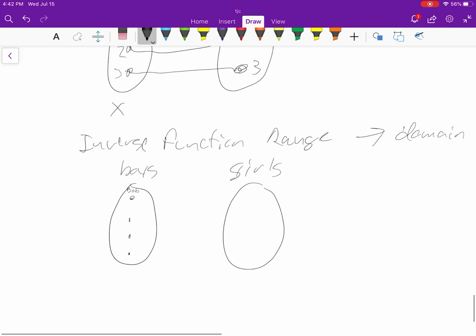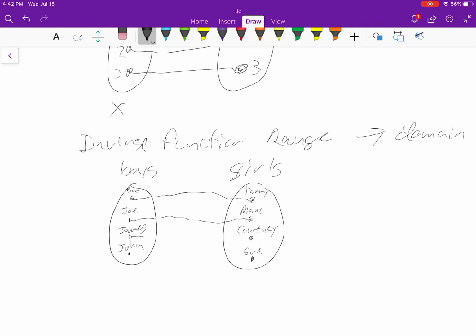So we took names of boys. Say we have Bob, Joe, James, John. And we're mapping them to their girlfriends over here. We got Tammy, Diane, Courtney, and Sue. Well, let's say this function maps Bob to Tammy, Joe to Diane, James to Courtney, and John to Courtney, and then Sue doesn't have a boyfriend. Okay? This mapping is a function.